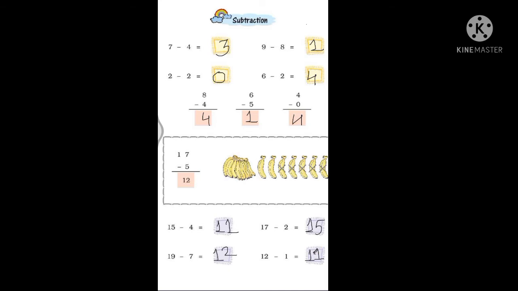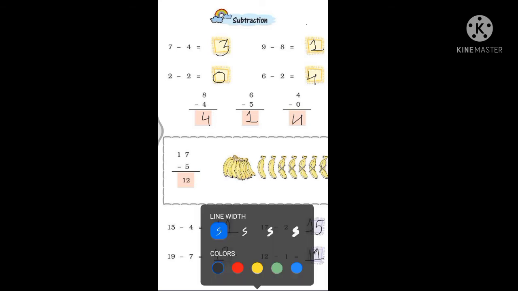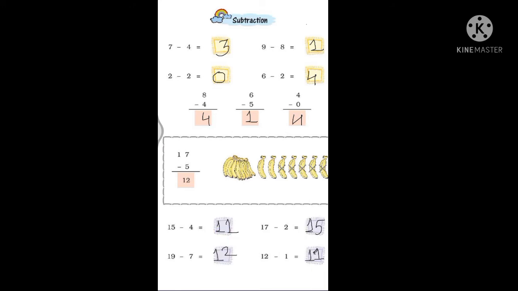Is that clear to everyone? So students, here you can see, here we all mention all the answers. 7 minus 4, we get answer 3. 2 minus 2, 0. 9 minus 8, 1. 6 minus 2, 4. 8 minus 4, 4.